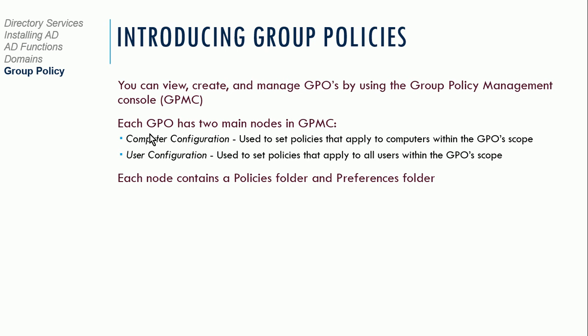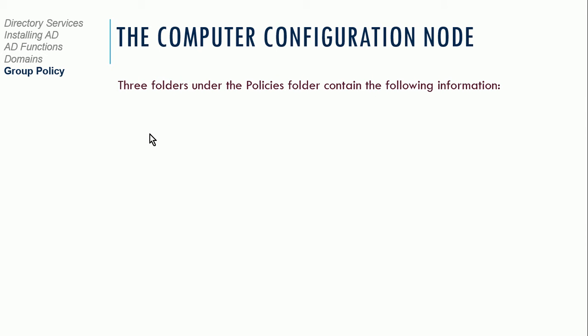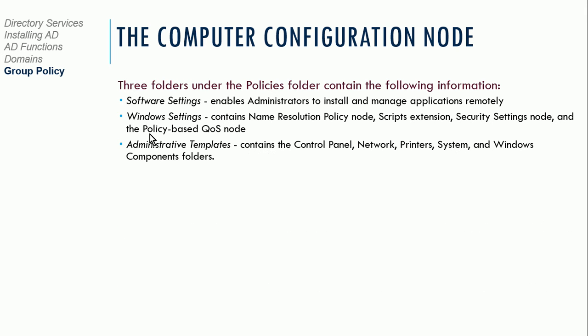Each node contains a policies folder and a preferences folder. And here we have our first little screenshot of what this looks like in the Group Policy Management Console. The policies folder under computer configuration contains three folders: software settings, Windows settings, and administrative templates. Software settings enables administrators to install and manage applications remotely. This is how you install and manage applications on a large network, at least those that support group policy. Windows settings contains the name resolution policy node, the scripts extension, security settings, and the policy-based QoS node. And administrative templates contains the control panel, network, printer, system, and Windows components folders. So you'll find different things that you can control in these different nodes.